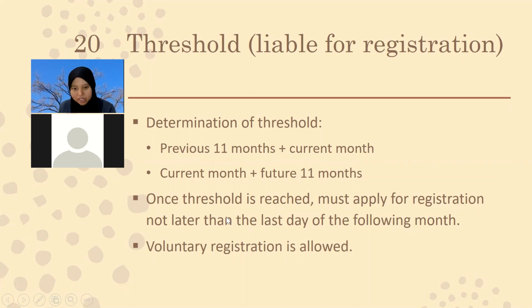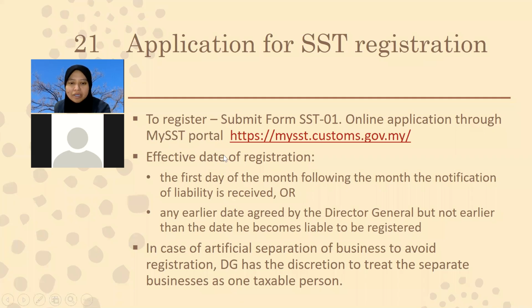So say you reach your threshold now, in June, so you have to submit by July. You have to submit by 31st July. The effective date of registration is the first day of the month following the month the notification is received. The following month is August, so the first day is 1st of August. So you submit your registration by 31st July, and 1st of August is the effective date of registration. That means you are already a registered business.